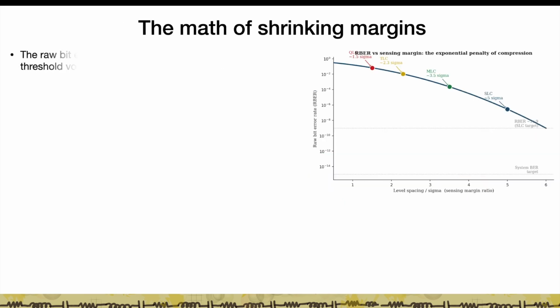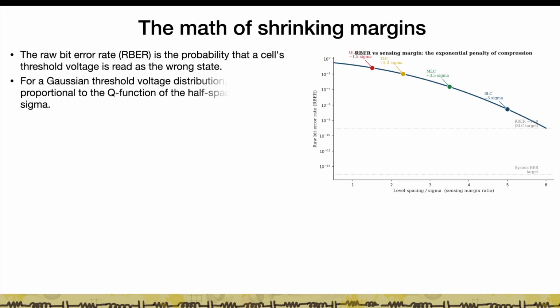Now, the raw bit error rate, the probability that a single cell is read as the wrong state, is not proportional to the level spacing. It's exponential in it. This is one of those cases where the math is genuinely more unforgiving than your intuition suggests. Here's the physical picture.